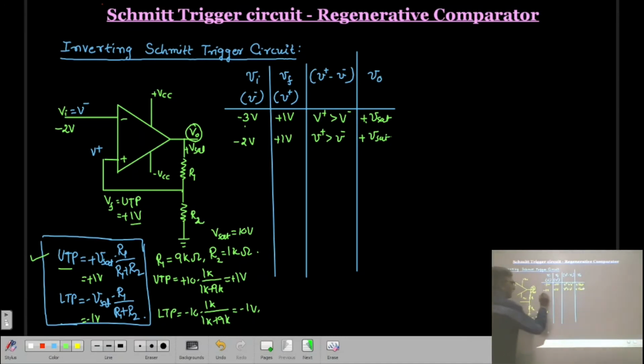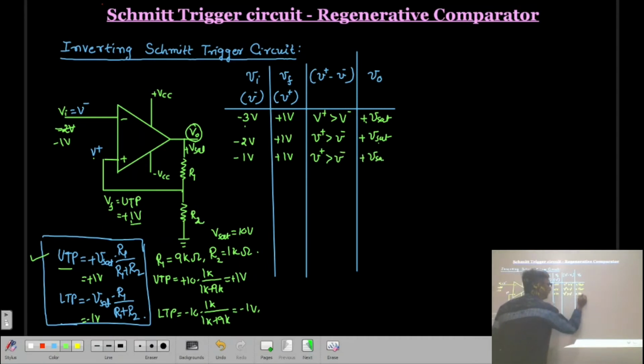Now, if I apply a minus 1 volt, then the output is in plus V saturation, then definitely here we have 1 volt. This is, let us say, minus 1 volt. So the V plus is plus 1. So again this relation is going to hold. So V plus is greater than V minus, and the output voltage will be in plus V saturation.